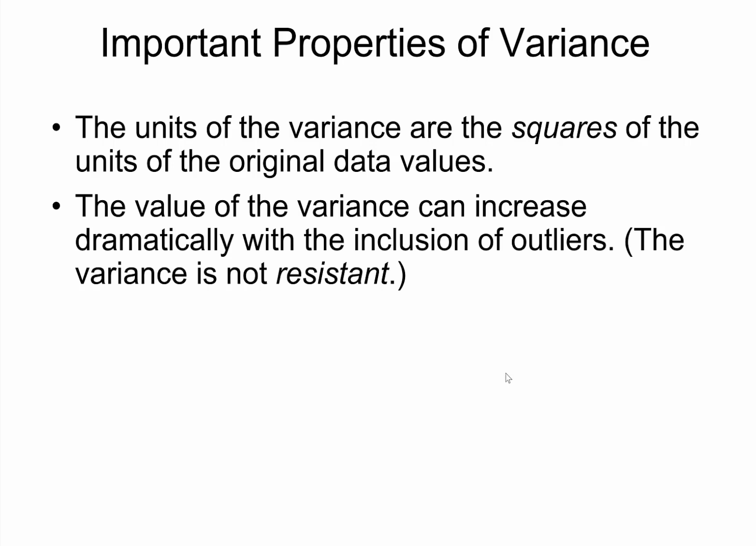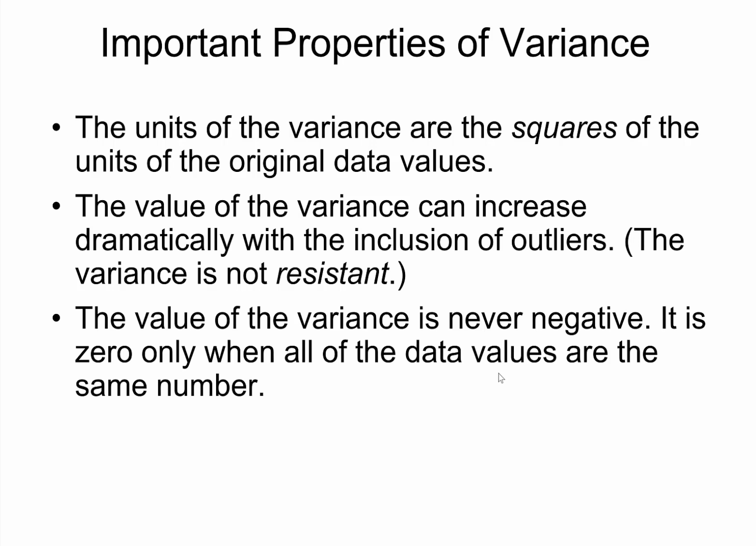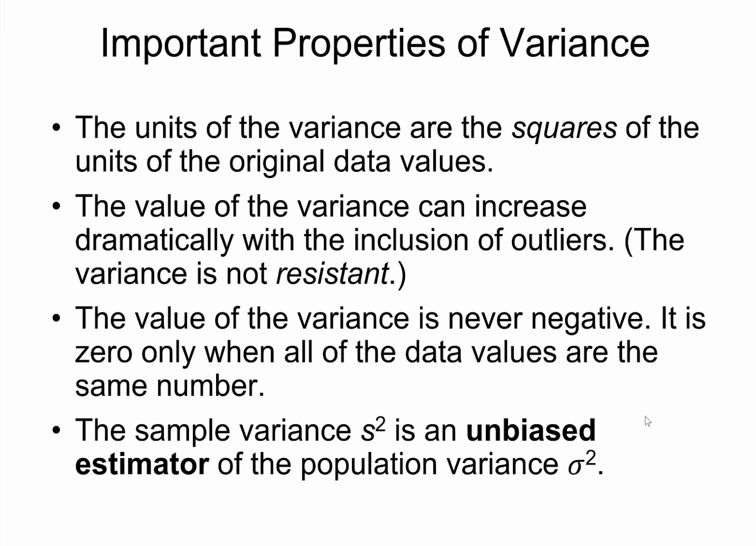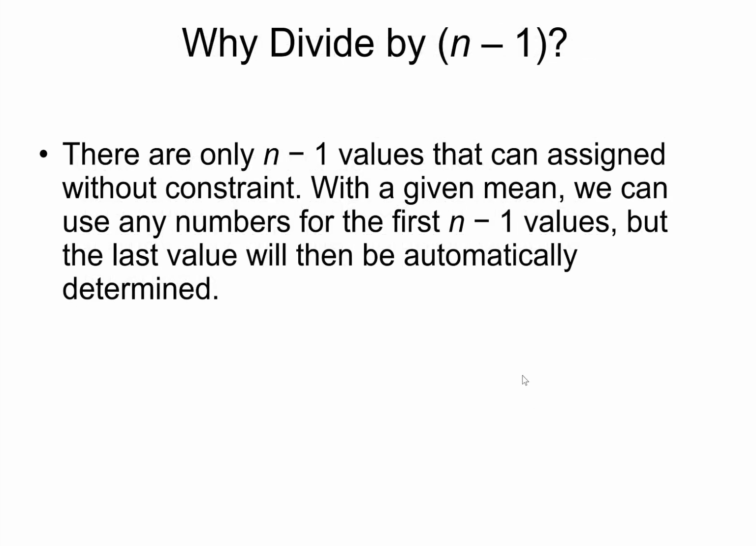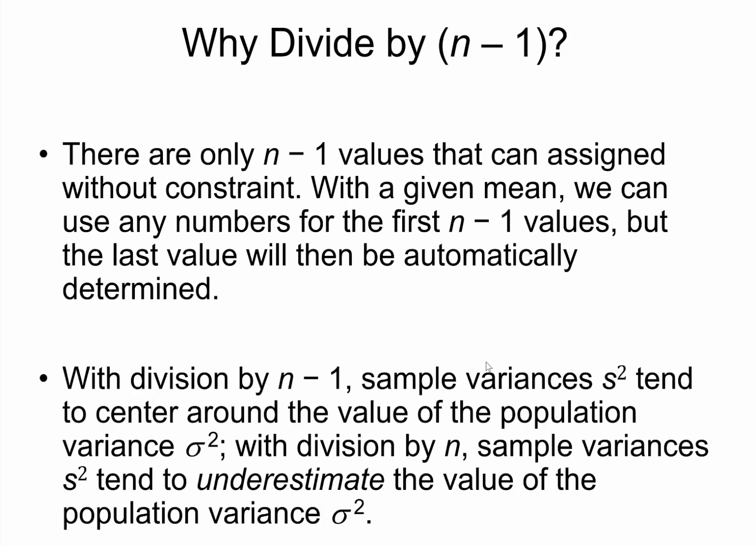The value of the variance can increase dramatically with the inclusion of outliers, so again, we say the variance is not resistant. The value of the variance is never negative. It can be 0 when all the data values are the same. And sample variance is an unbiased estimator of the population variance. Why do we divide by n minus 1 when we calculate the sample standard deviation or the sample variance? Because there are only n minus 1 values that can be assigned without constraint. With a given mean, we can use any numbers for the first n minus 1 values, but the last value would be automatically determined.